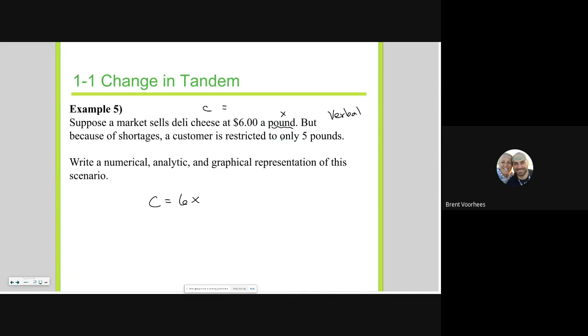Is that okay? Now, what is this restriction to only 5 pounds? It's the independent value, right? Could you buy 10 pounds? No. Could you buy 2 pounds? Yes. Could you buy negative 3 pounds? You can't. This is telling you the domain. What's the smallest amount we could buy? 0. What's the most we could buy? 5. And we could buy 5, so it would be a bracket.